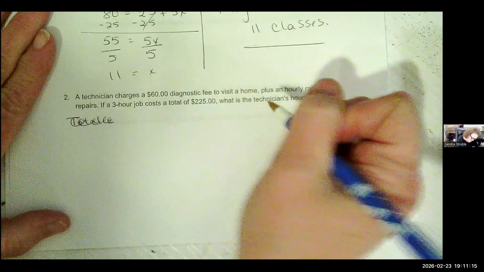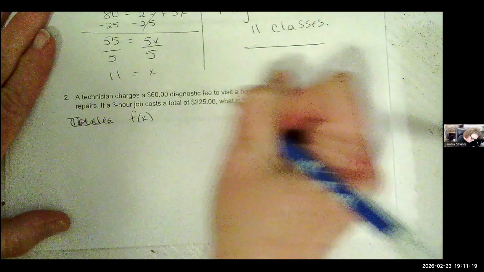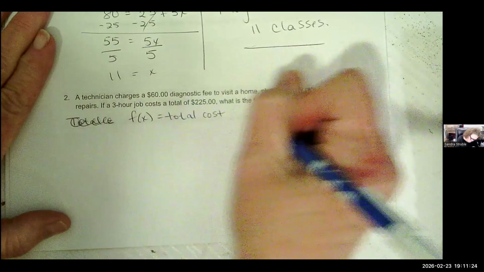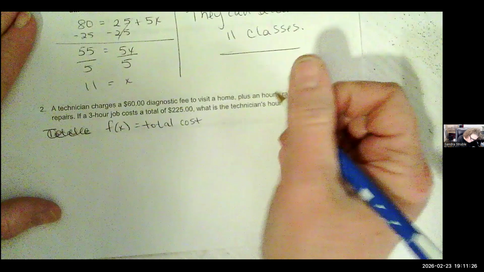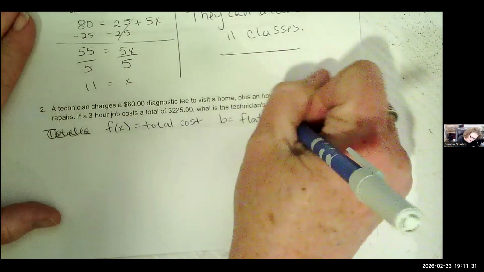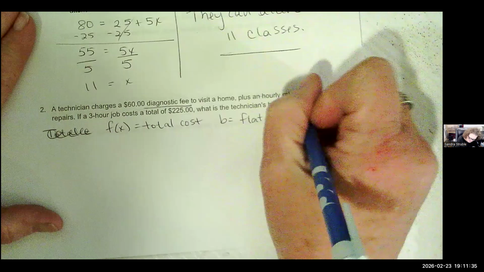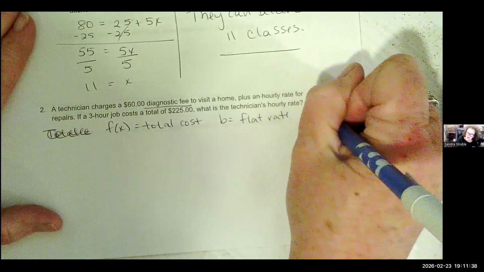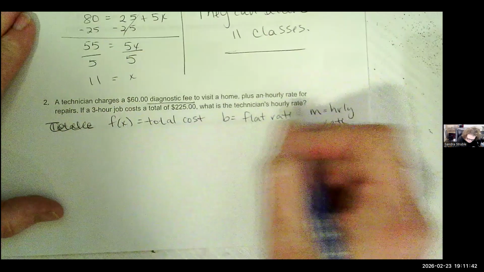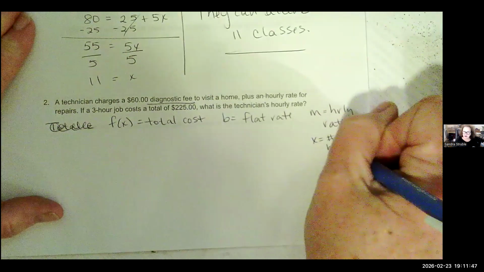So F of X is going to be the total cost. B is their flat rate or their diagnostic fee. And then they're going to have an hourly rate, which is M. And then X is the number of hours. That is not a hashtag, that's number of hours. All right, so we can write a function.